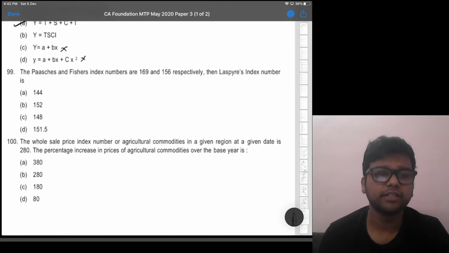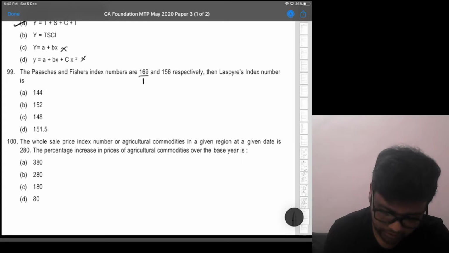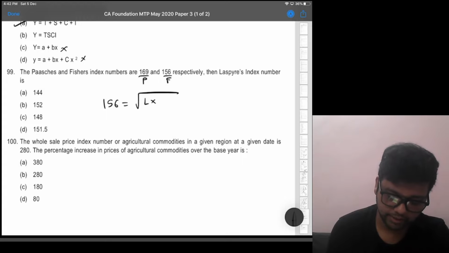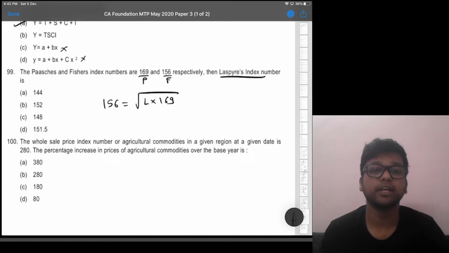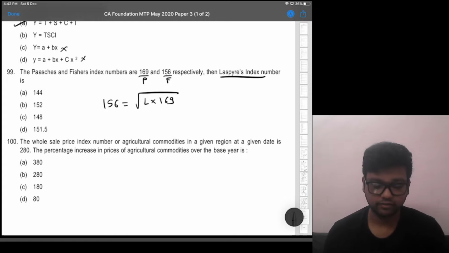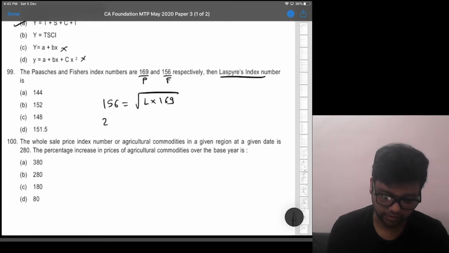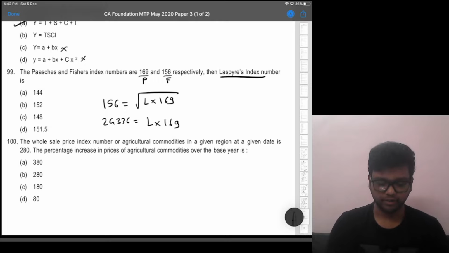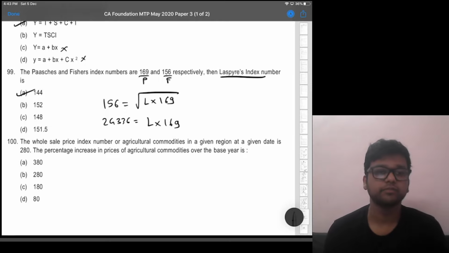Paasche's and Fisher's index numbers are 169 and 156 respectively. Okay, this is Paasche's, this is Fisher's. We know that Fisher's is equal to the square root of Laspeyres into Paasche's. Then what is Laspeyres they're asking? So let's take the square. So 156 square, that is 24336, whatever, is equal to L into 169. So divide it by 169. So L will be 144, option A.